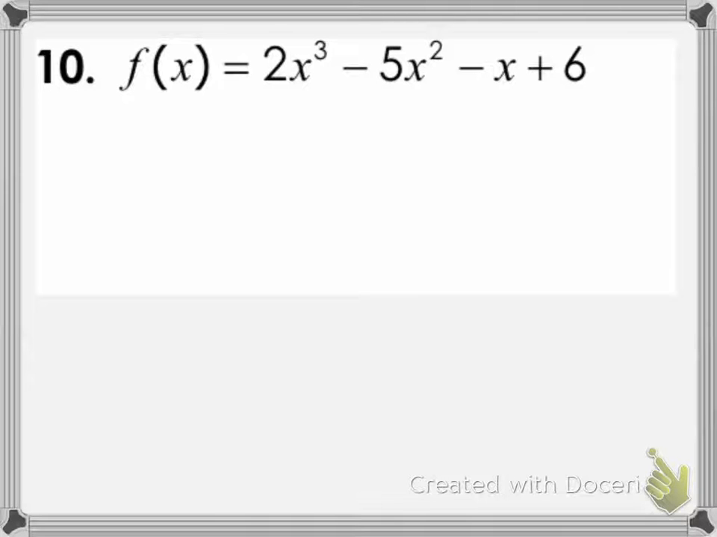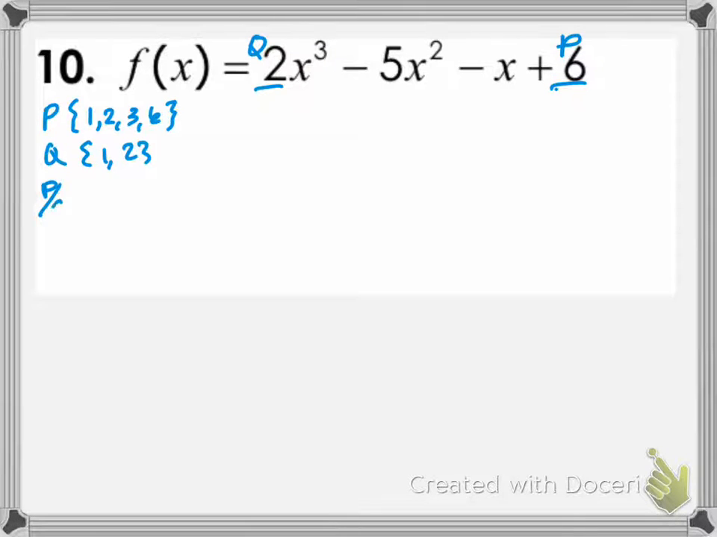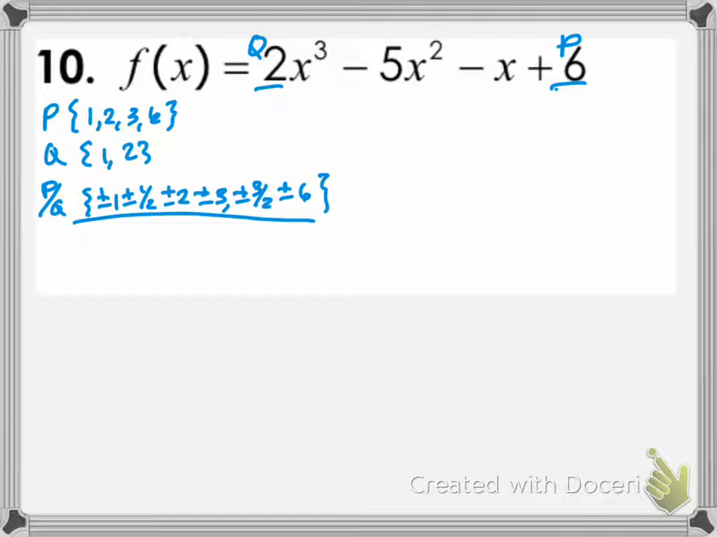Okay, it's 6 and 2. So P is 6 and Q is 2. So P is 1, 2, 3, and 6. And Q is 1 and 2. So P over Q is plus or minus 1, plus or minus 1/2, plus or minus 2, plus or minus 1 again, plus or minus 3, plus or minus 3/2, plus or minus 6, and plus or minus 6 over 2, which is 3, we already have. Okay, so those are my things to try.